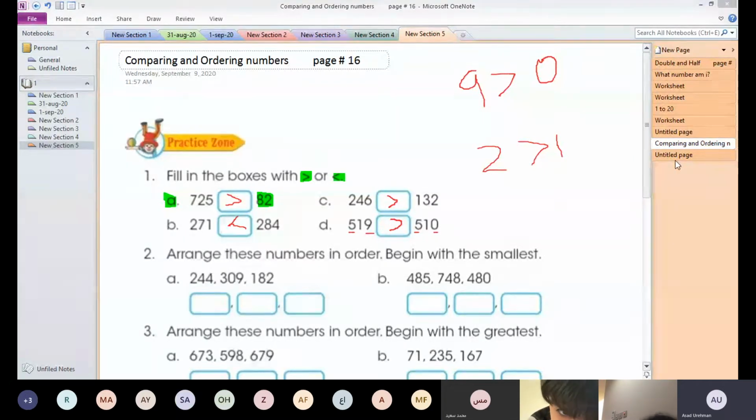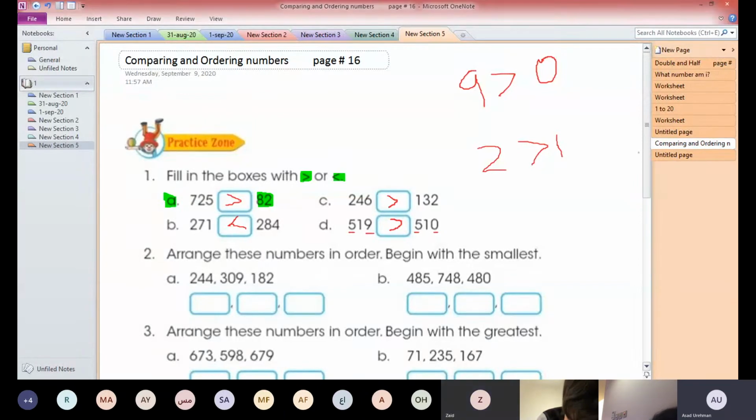Omar Hassan, why are you raising your hand? I completed. Okay. Me too. Sir, me too, completed. Okay, very good. If you complete, then keep quiet so that other students can complete. Sir, I did the whole page.